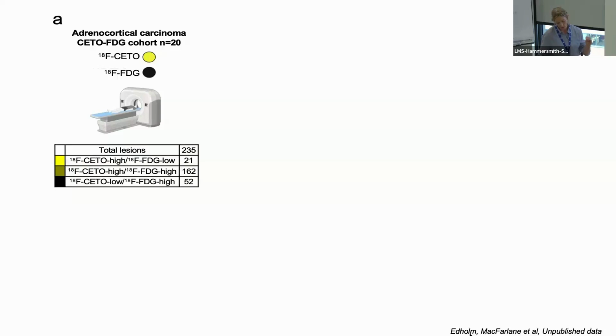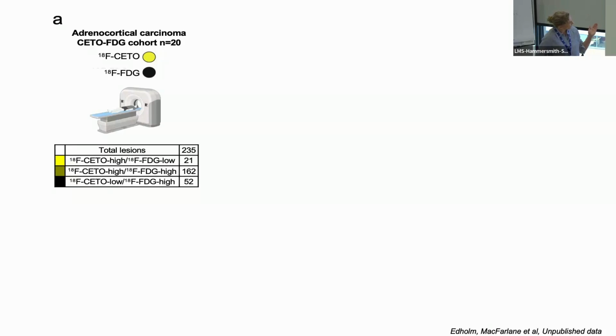And then the lesions were dichotomized as having high or low uptake on both CTO and FDG. And for reference for CTO, we used the bone marrow signal in the L4 vertebra. And for the FDG PET, we used the liver for reference. So then just to orientate you to this grid, so I can show you the next images. We had 20 patients and 235 lesions.